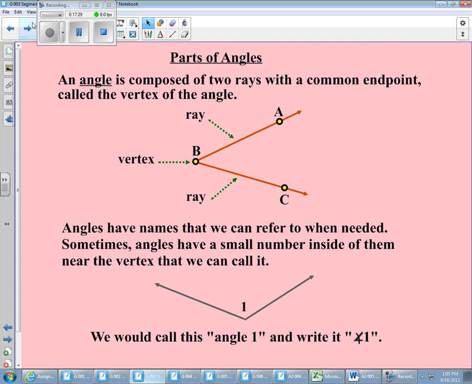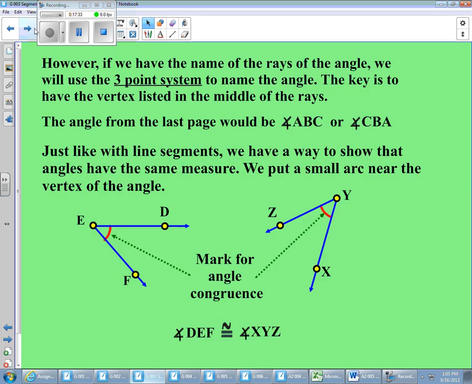Sure is a lot easier to call them by a numerical name if we have them, but more times than not, we end up having to do the 3-point naming system. Okay, and again, we use the 3-point naming system in order to avoid any possible confusion. So when we say angle E, we know exactly which angle it's talking about, not just several angles around it. So here on the left, angle DEF is one of the possible ways of naming it. Angle FED is another way of naming it.